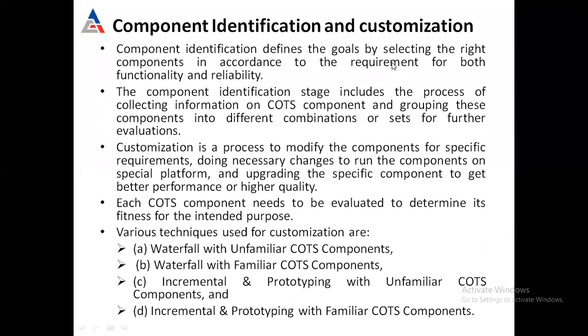After design and architecture, next is component identification and customization. Component identification defines the goals by selecting the right components in accordance with the requirements of both functionality and reliability. As I told you earlier, the selection of components is as per the requirements of the customer. Whatever the customer told us during the requirement analysis, on the basis of those requirements, we will select the components. The component identification stage includes the process of collecting information about components and grouping these components into different combinations or sets for further evaluation.